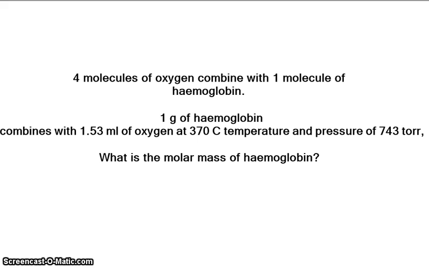The problem is that, given the stoichiometric ratio of oxygen and hemoglobin, and the mass of hemoglobin, volume of oxygen, the temperature and pressure, can we find the molar mass of hemoglobin? So the stoichiometric ratio of hemoglobin to oxygen is 1:4.